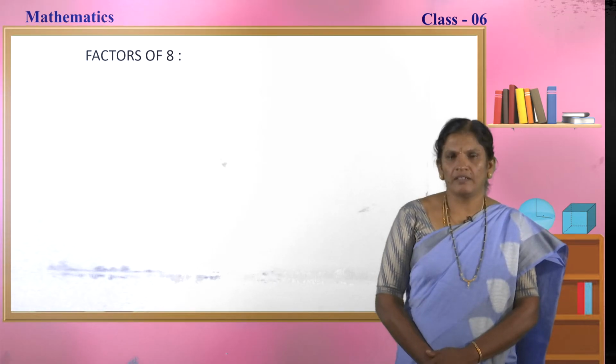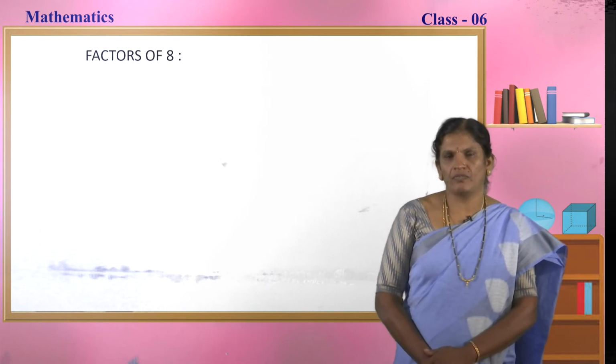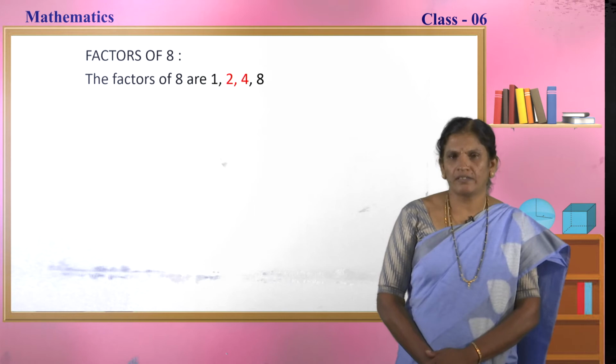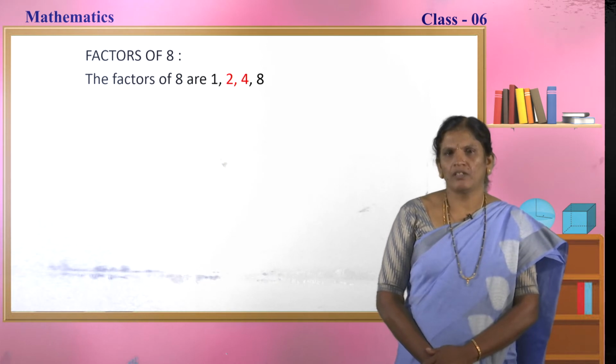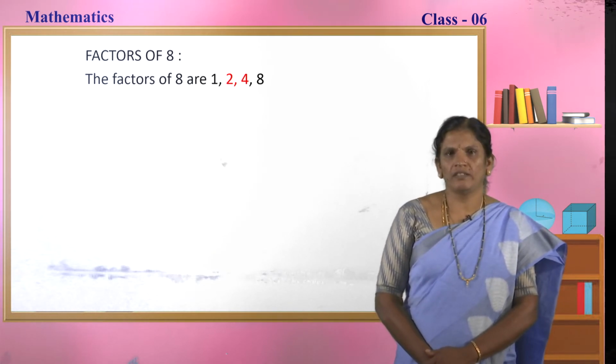Now, children, find the factors of 8. Take out your notebook, find the factors of 8. Have you found out the factors of 8? Factors of 8 are 1, 2, 4 and 8. Here 8 is divisible by 1, 2 and 4 completely. So, the factors of 8 are 1, 2, 4, 8.